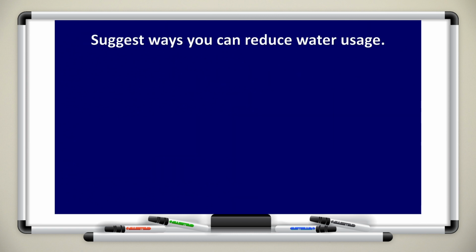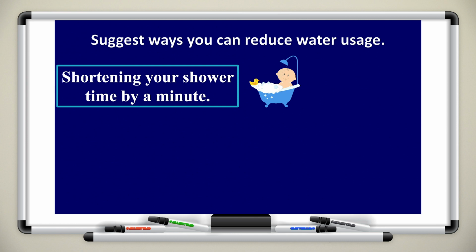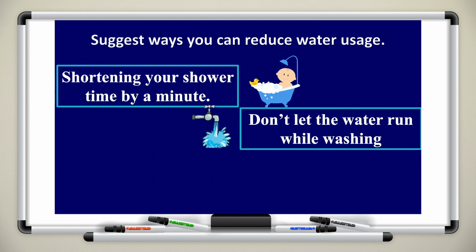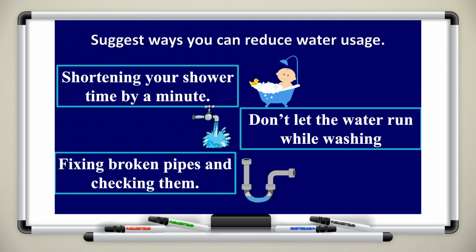Now, suggest ways you can reduce water usage. I know we all use water a lot, but how can we reduce the usage of water? First, shortening your shower time by a minute. A minute makes a difference. Don't let the water run while washing, especially brushing your teeth. And fixing broken pipes and checking them regularly.